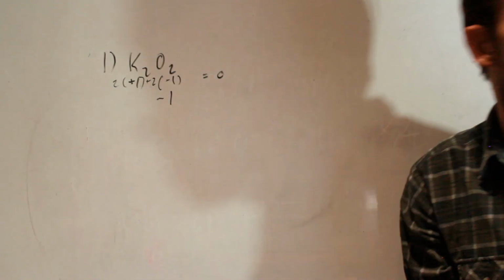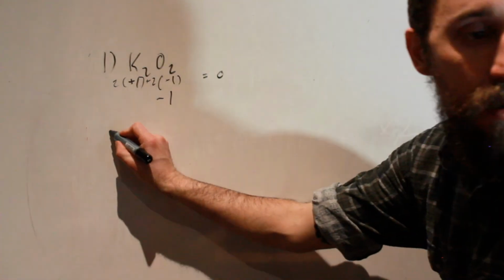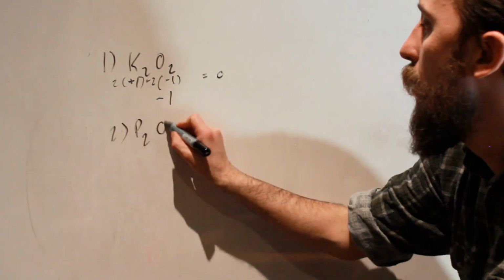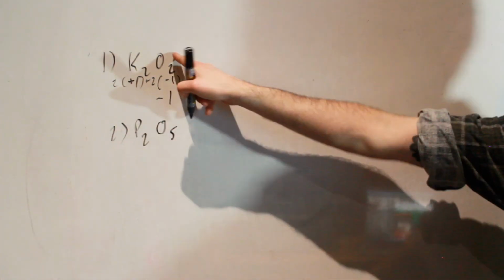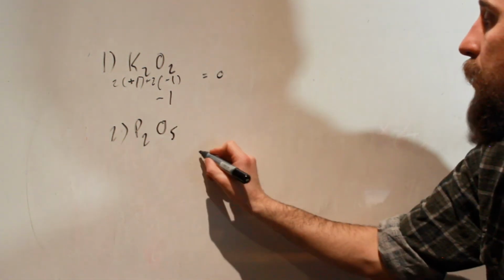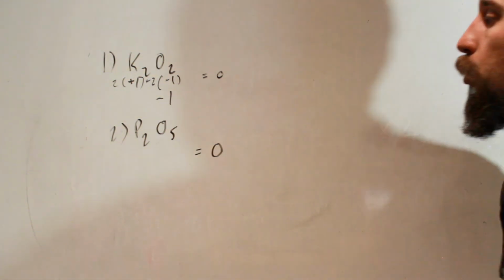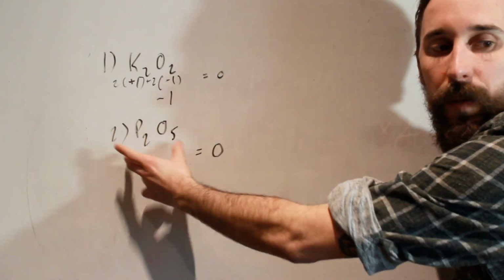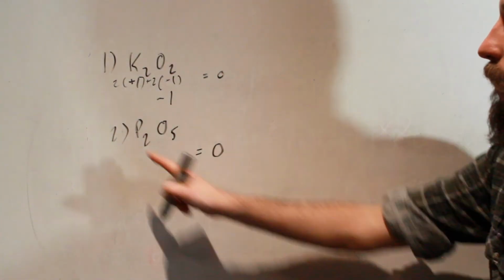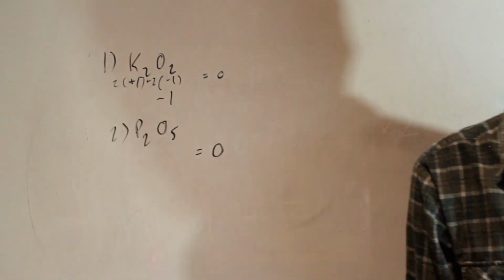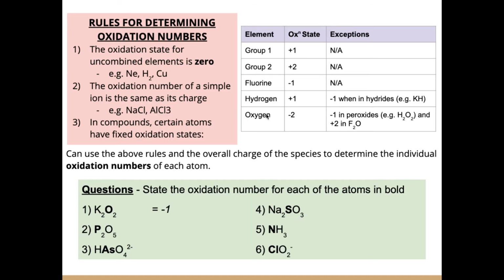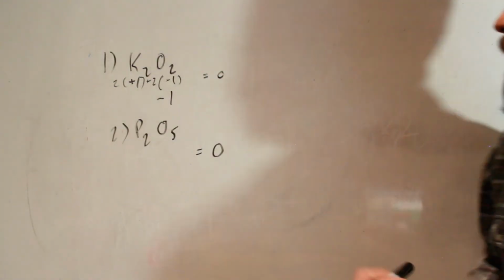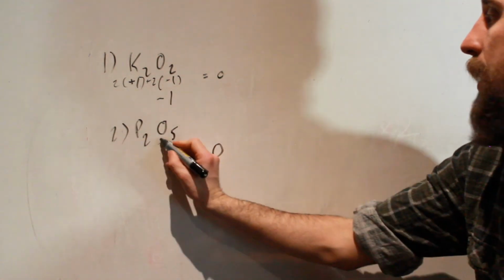Let's have a look at another one, P2O5. Number 2, P2O5. Now this is a neutral compound. There is no charge on this, so it's going to equal 0. All of these oxidation states added together is going to equal 0 because we have no charge on this compound. What do we have? We've got a phosphorus and an oxygen. Well, we do have a rule for oxygen. We don't have a rule for phosphorus. Oxygen will be -2. It won't be any of these because we're not in these situations. So in this case, our oxygen is going to be -2, right?